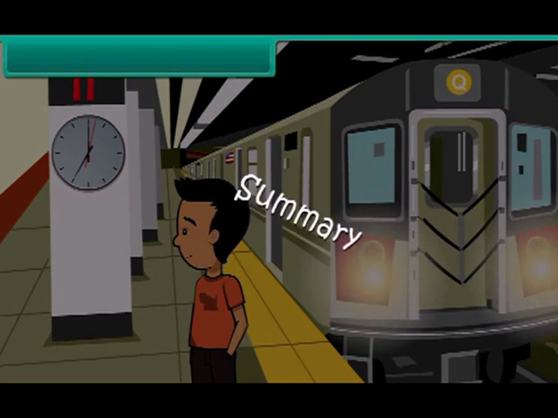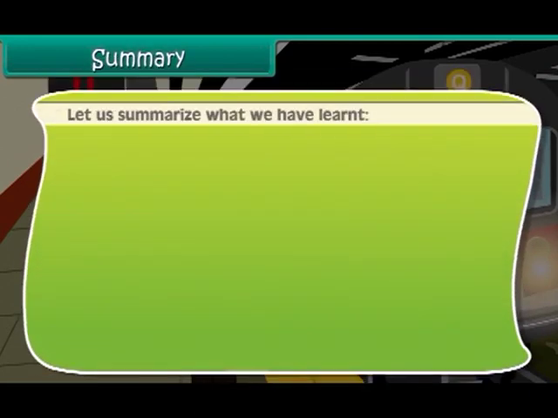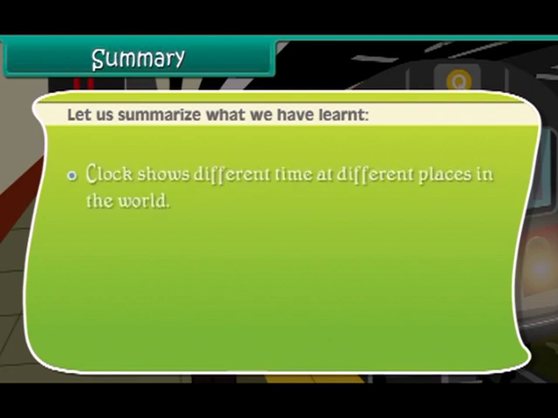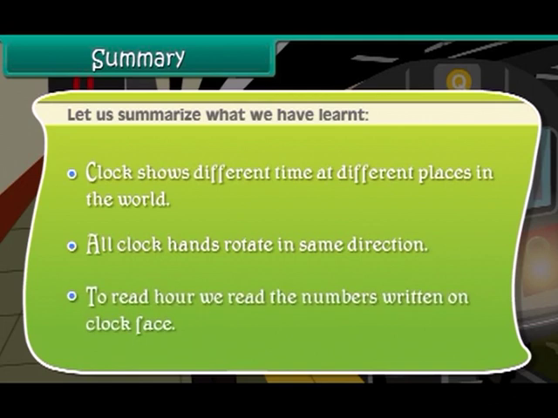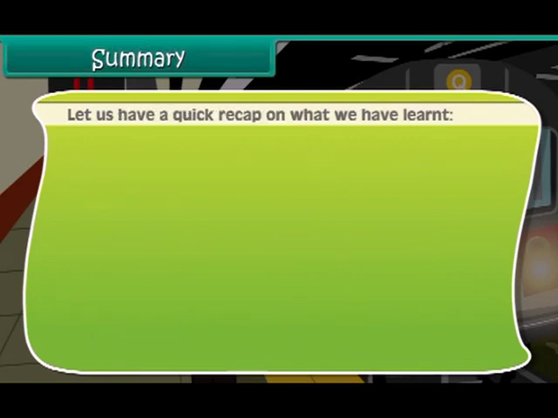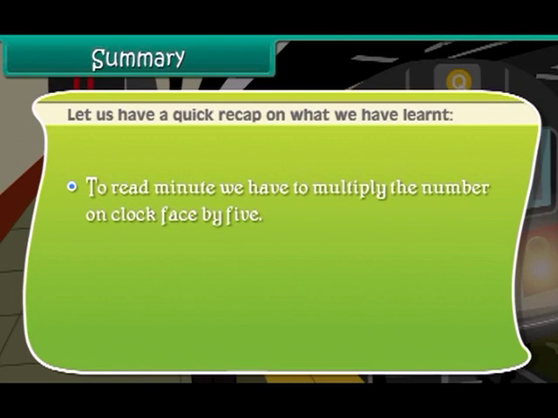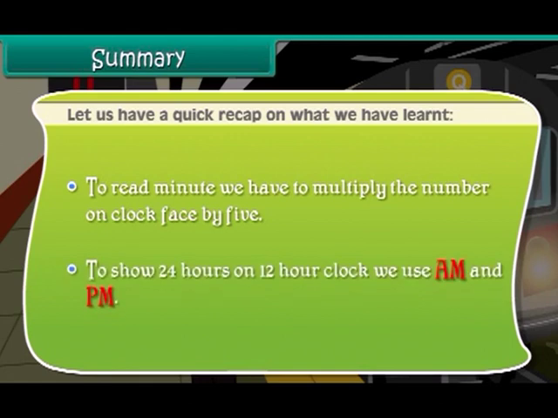Summary. Let us summarize what we have learned. Clocks show different times at different places in the world. All clock hands rotate in the same direction. To read the hour, we read the numbers written on the clock face. To read the minutes, we have to multiply the number on the clock face by 5. To show 24 hours on a 12-hour clock, we use AM and PM.